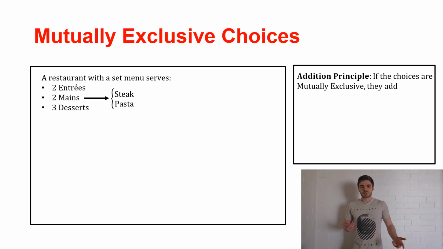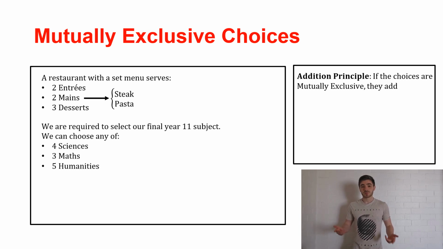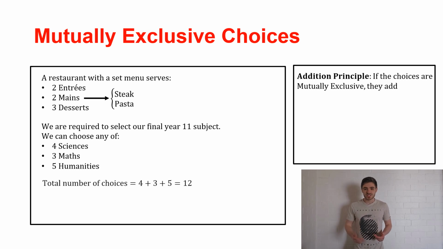So let's suppose we're in a different scenario where we're trying to select our final subject for Year 11. And let's suppose we can only choose one of 4 sciences, 3 maths, and 5 humanities. We can only make one choice. So our total number of possible choices is just the sum of all the individual subjects. At the end of the day, we can only make one choice, so it doesn't matter that we've called them a math or a science or a humanity. You're still just picking from a group of 12 total possible subjects.